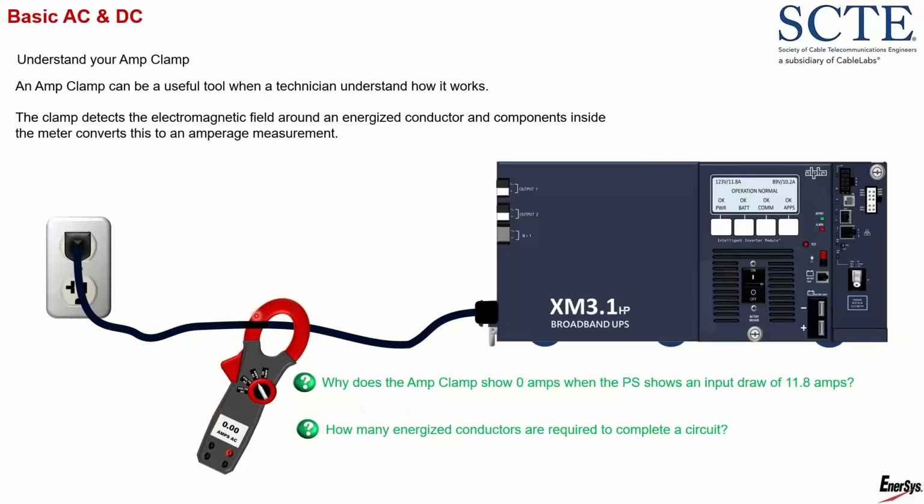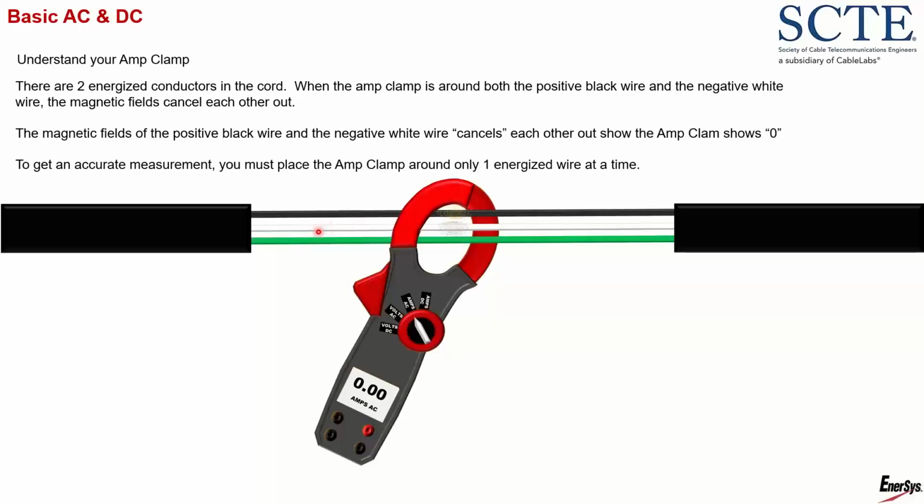Okay, so when I put my amp clamp around the cord, I kind of split the jacket here so you can see the wires inside of my cord here, right? This is my cord feeding my power supply. There are going to be 3 conductors inside of there, right? 2 of them are going to be energized, the white and the black. And when I put my amp clamp around all these wires at the same time, or just around the white and the black, the magnetic fields are going to cancel each other out because one is positive, one is negative. And when you put a positive and a negative together, they cancel each other out.